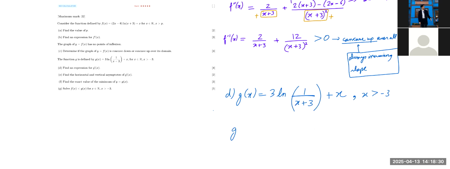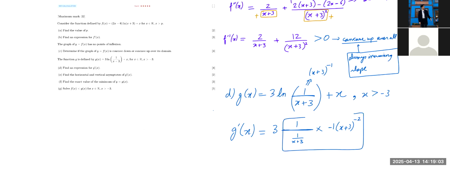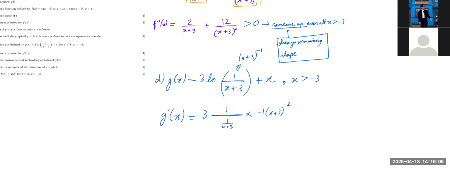For the derivative, we're going to want to use the chain rule for this one. First of all, 1 over 1 over x plus 3, because 1 over the inside, and then multiplied by the derivative of the inside. Since 1 over x plus 3 is simply x plus 3 to the power of -1, we can say the derivative is going to be this. So that's the derivative of the natural log part: 1 over the inside times the derivative of the inside. Plus the x just becomes 1.